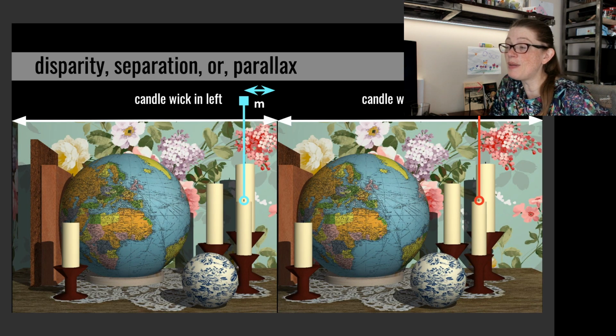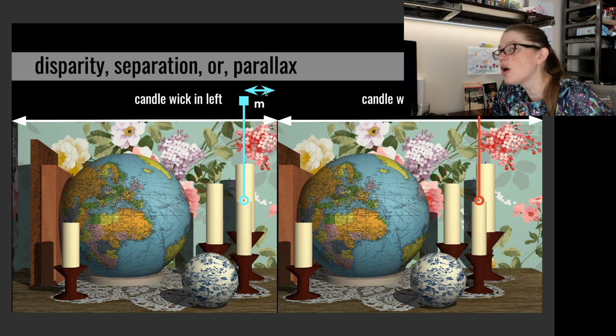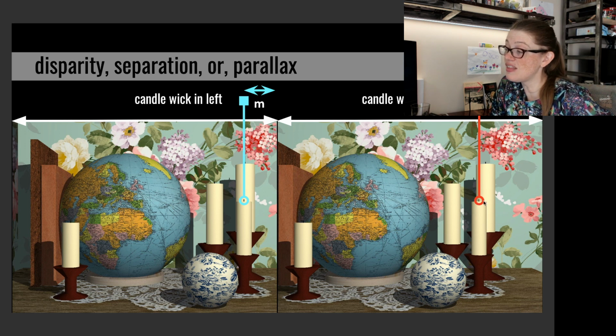To start off, disparity, separation, and parallax are all the same thing, and depending on who you talk to or the context, they will use different terms. I have here a computer-generated image, and I want you to pay attention to the candle wick of this candle. If you look at the position of the candle wick with respect to the left edge of the image in the left view, it's very close, a distance of m. Then in the right image, that candle wick is much further from the edge, a distance of n, where n is greater than m.